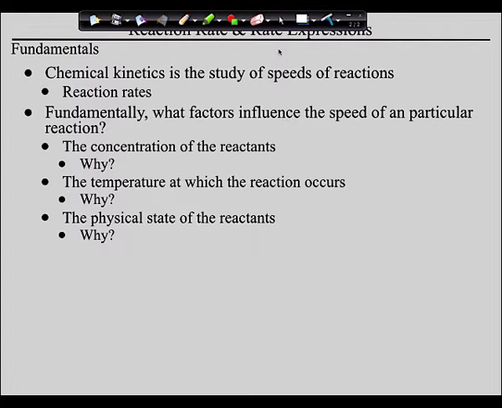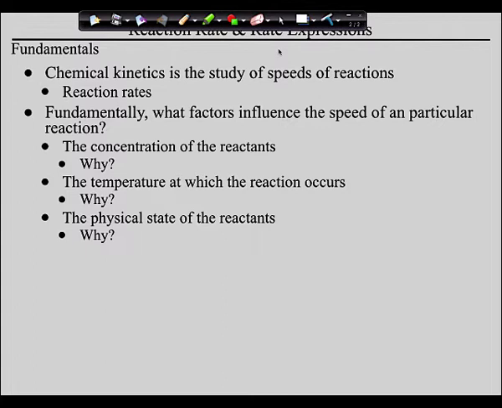Concentration is a frequency issue. If there's more of them, they're going to collide more often. What if there's less of them? They collide less often and it slows down. Guys, what about temperature? Is that a frequency or a collision issue? Both. Because when you heat them up, they move faster.